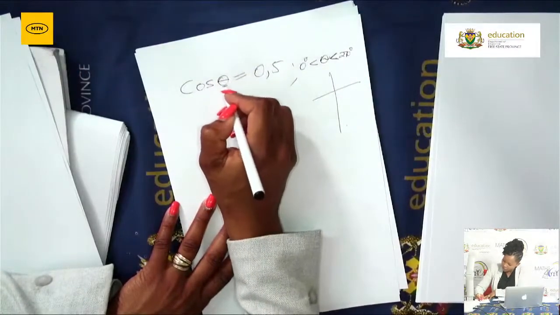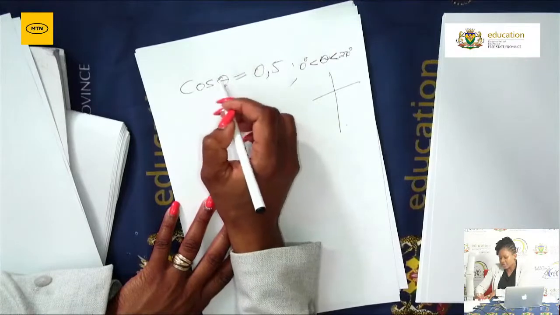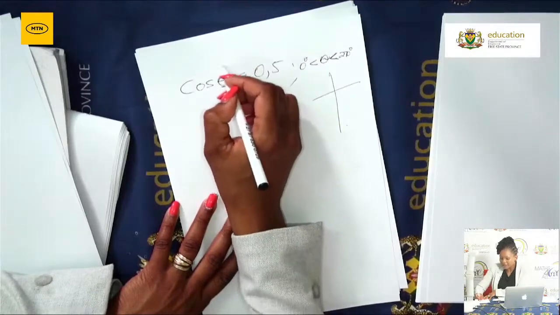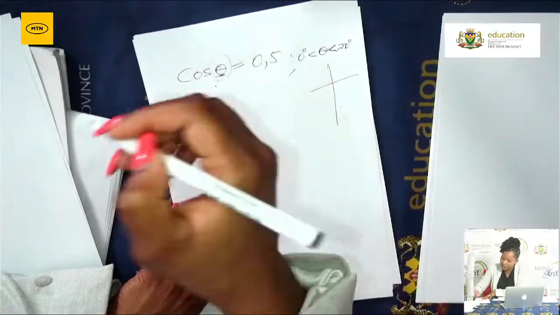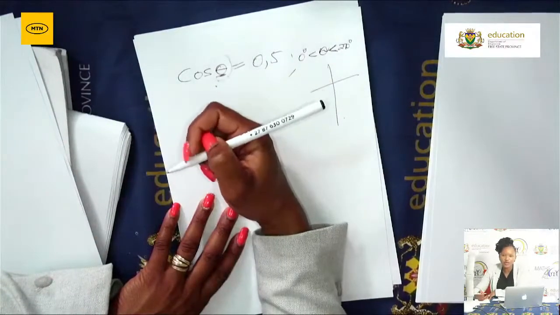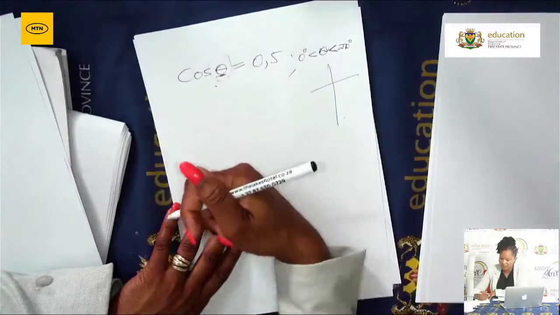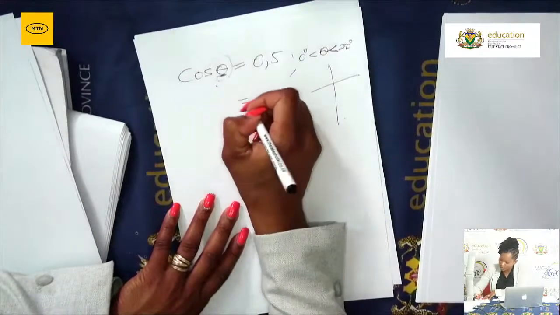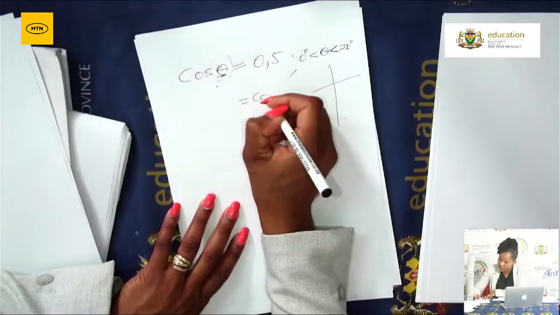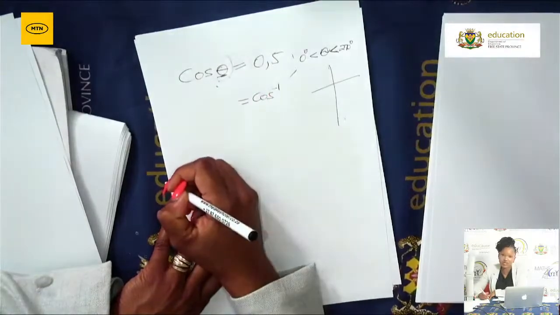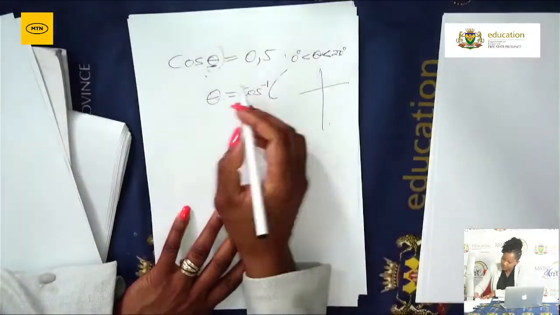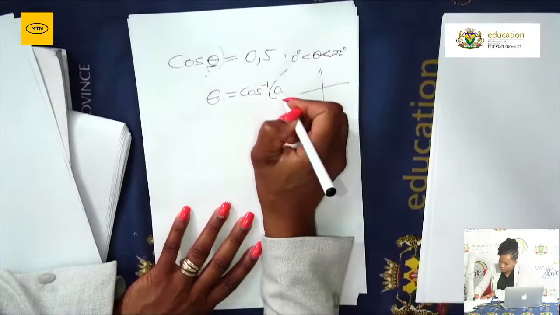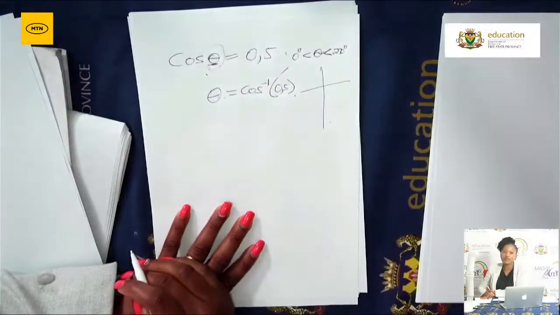If we are solving for theta, this can be x, it can be alpha, but remember this is representing an angle. So if you are solving for an angle in your calculator, you will press shift cos. And then when you press shift cos, the arc cos will appear, and on this side you'll be left with theta. Then you'll have arc cos of 0,5.